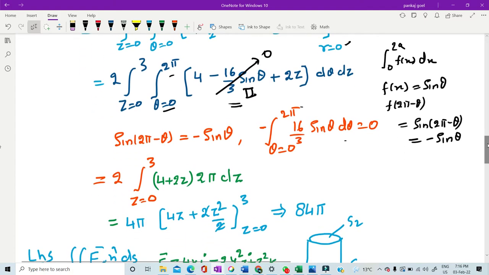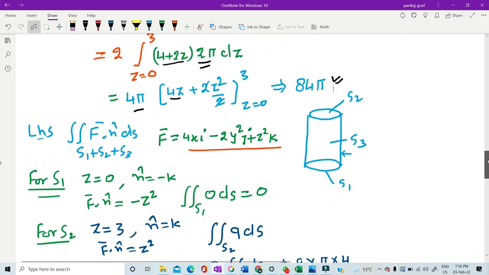Now there are two terms remaining, 4 plus 2z. Take it common. 4 plus 2z is this one, and theta from 0 to 2 pi. The integration is theta, and we will put the value of theta as 2 pi. We will get 4 pi. Now integrate this 4 plus 2z with respect to z, that is 4z plus 2z square by 2. Put limit 0 to 3, we get 84 pi. This is the value of the integration.